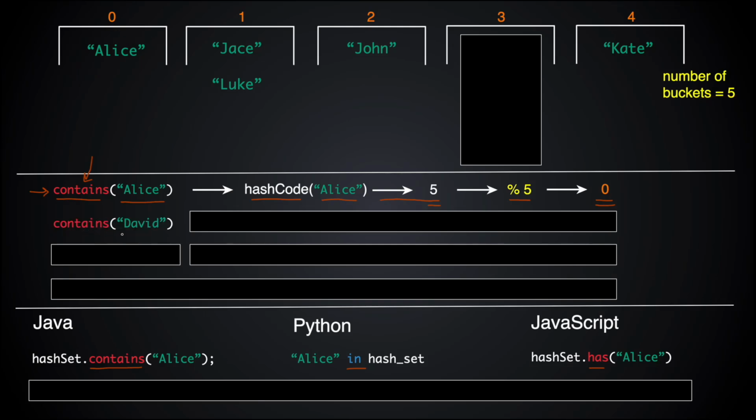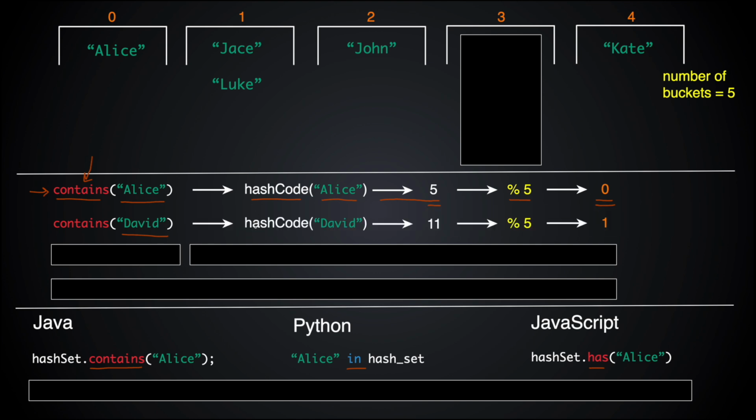Now let's check if David is present in our hash set, and actually he's not. And everything's going to work the same. The hash set is going to call the hashcode function from David, and it will get some number, for example number 11. It will get the remainder of the division by the number of buckets, and will receive the bucket number 1. That means that if David is present somewhere in our hash set, it will always be in the bucket number 1. So we will have to go through all the elements inside this bucket and check if either of them is equal to David. This is not David and this is not David, and it means that there is no David in our hash set, and our contains function returns false.